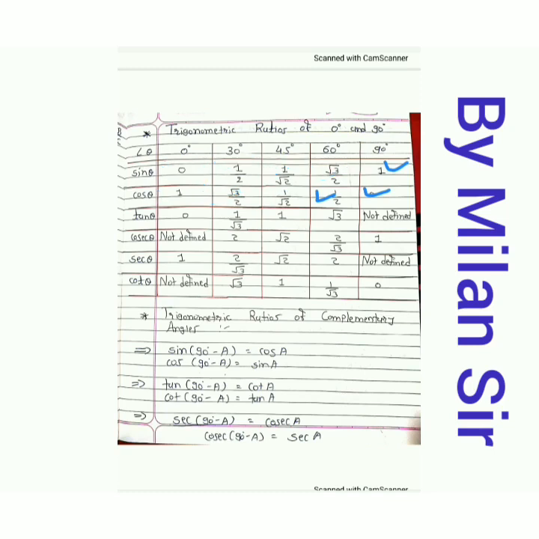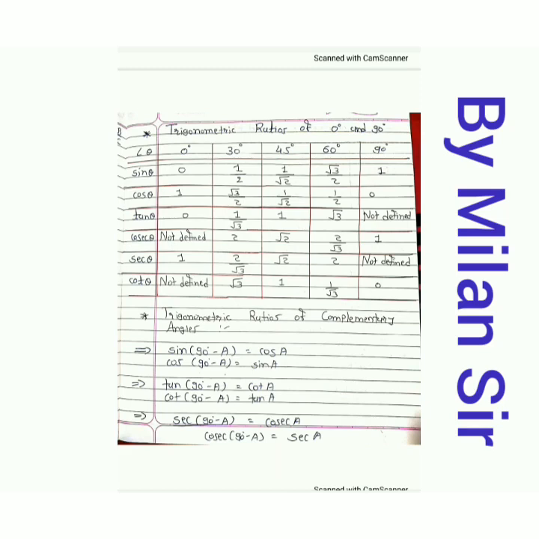Now for tan theta, it's the same thing. We need to divide sine theta by cos theta. That I do not discuss right now, because I already discussed it. Okay. Then for cosec theta, the process is again the same. You just need to take the inverse of sine. Okay, so in the same way you can get cosec theta.